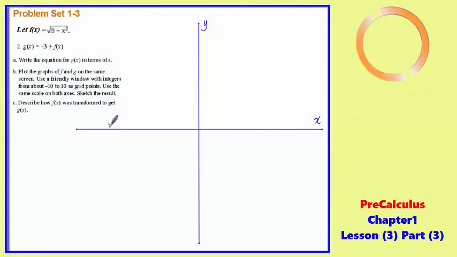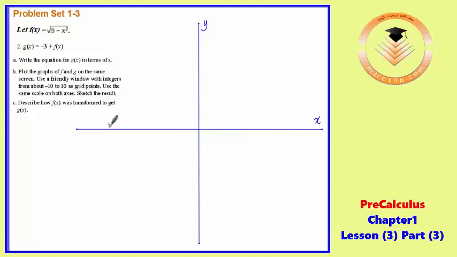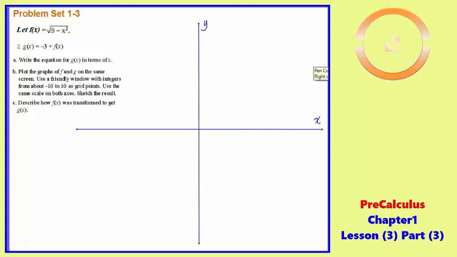We're still in the same problem. Let f of x be equal to the square root of 9 minus x squared. And our g of x that this question wants is g of x equals negative 3 plus f of x. So for letter A, write the equation for g of x in terms of x. Well, that would be simpler now.